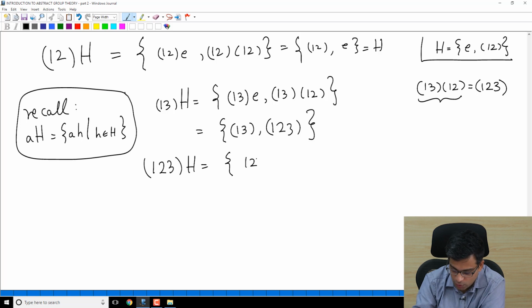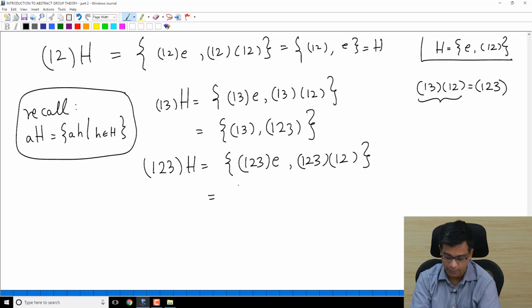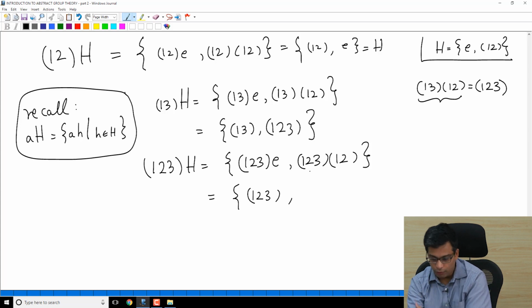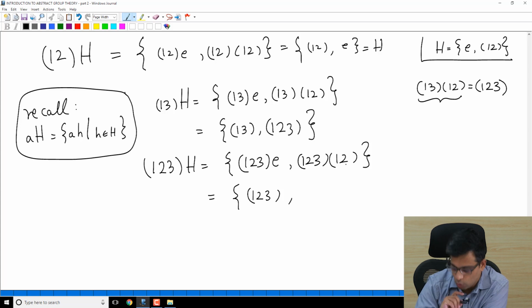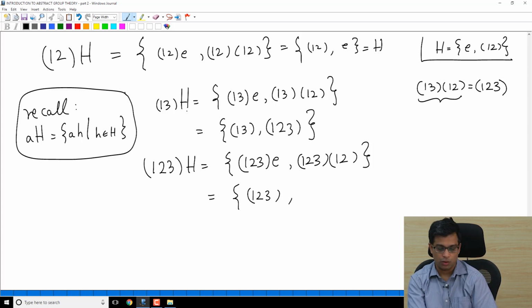(1 2 3)H is (1 2 3)E times E and (1 2 3) times (1 2). Before I compute this, let me just write (1 2 3)E is (1 2 3). Before I compute this product (1 2 3) times (1 2), let's look at the previous coset (1 3)H and this coset (1 2 3)H. So the coset (1 3)H and the coset (1 2 3)H have something in common. (1 2 3) is common to both of them.